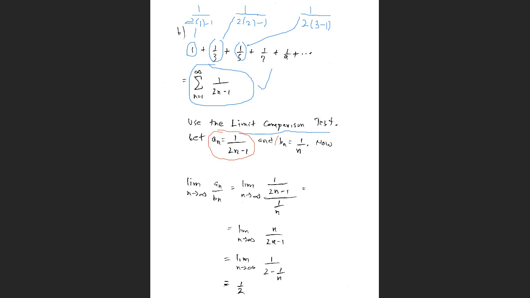We can hear you, just so you know. Okay, here's our nth term, a sub n, is 1 over 2n minus 1, and then b sub n is 1 over n. So what I'm trying to do is use the limit comparison test for this series with a harmonic series. And so I apply the limit comparison test.